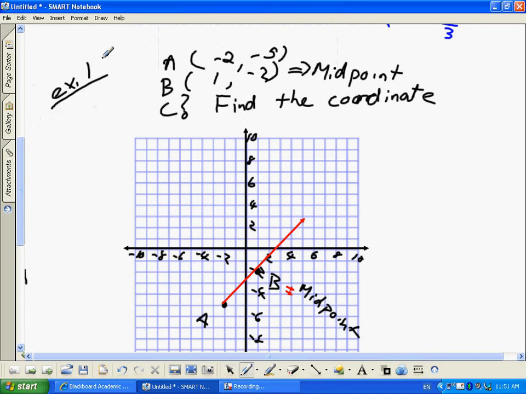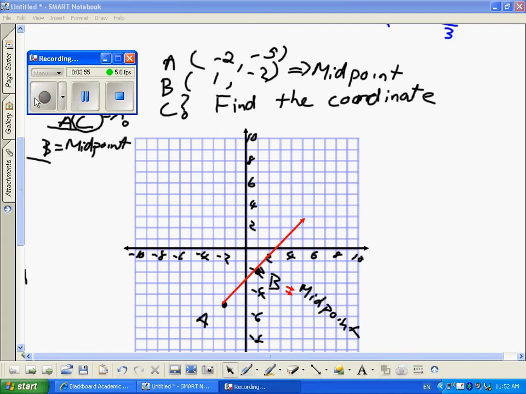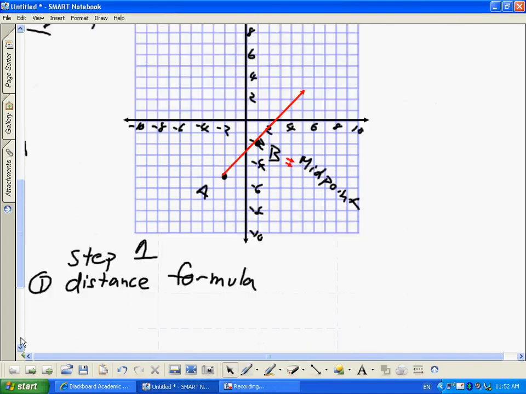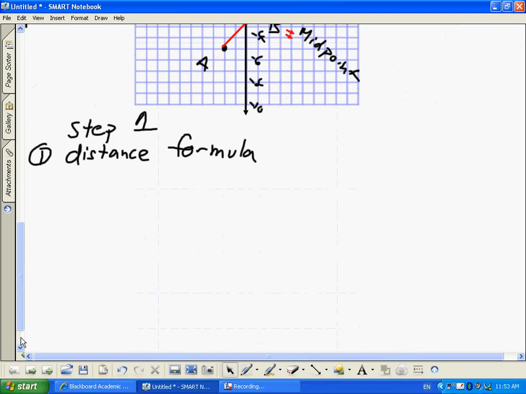So right now we have line AC, and B is the midpoint. I have the coordinate of A, and I have the midpoint. I don't know what C is. So I want you guys to find the coordinate of C. C is the end of the line. Okay? So there's a couple ways we can do this. Step 1, like we said, we can use our distance formula and find the distance from A to the midpoint.